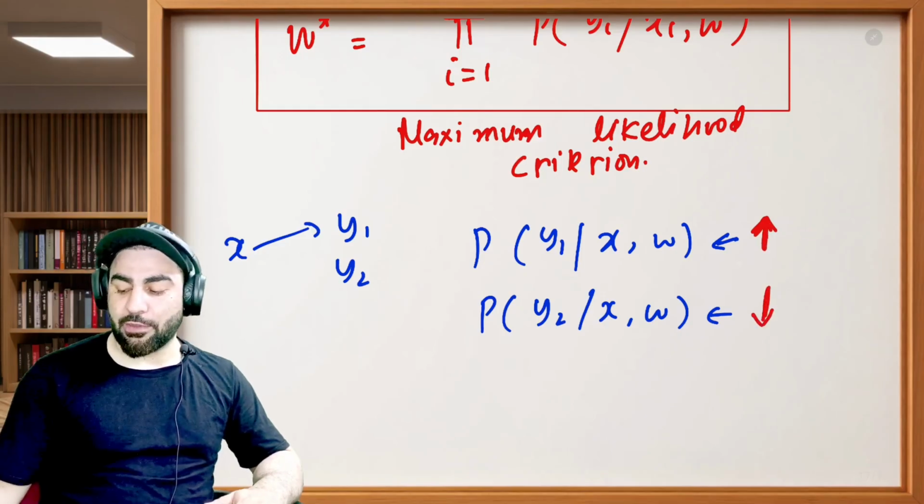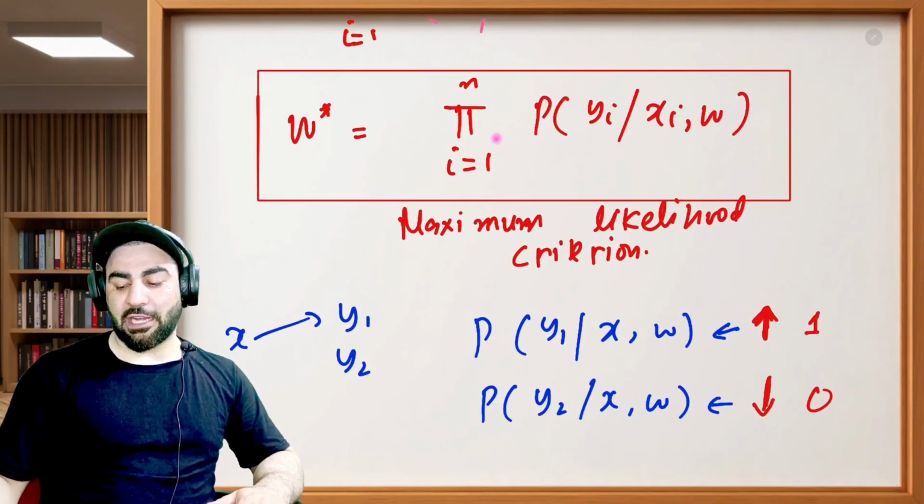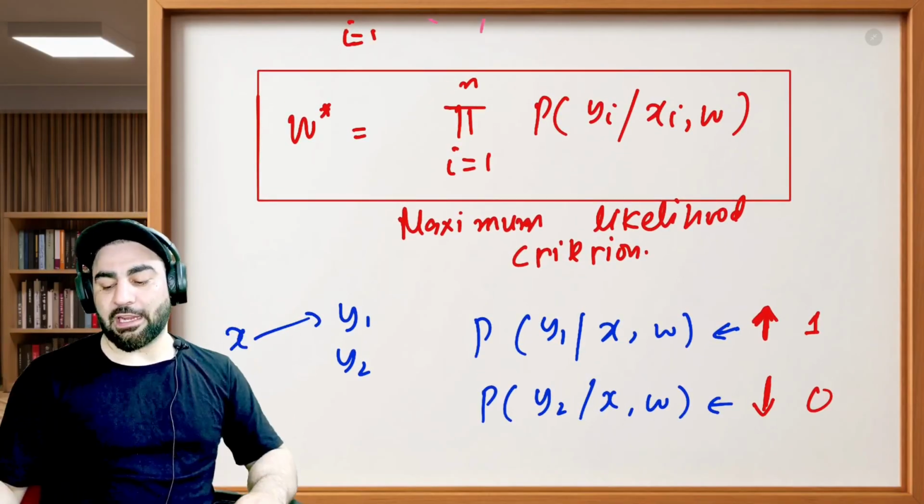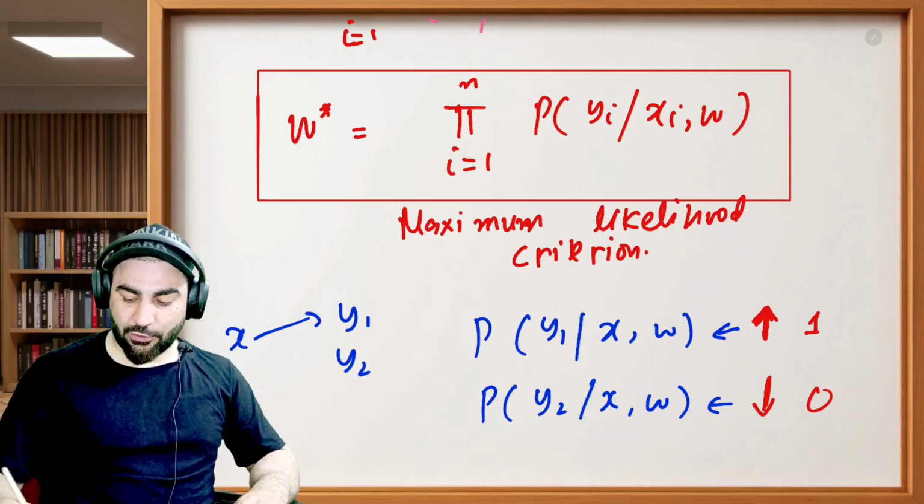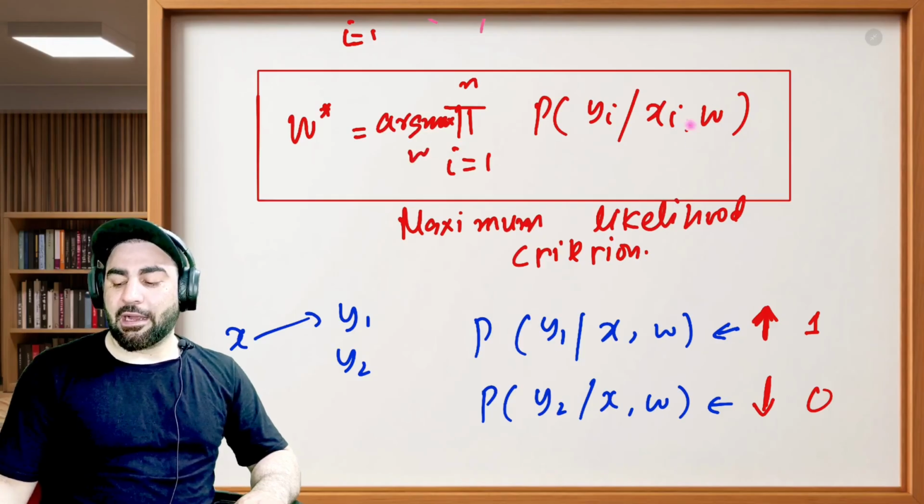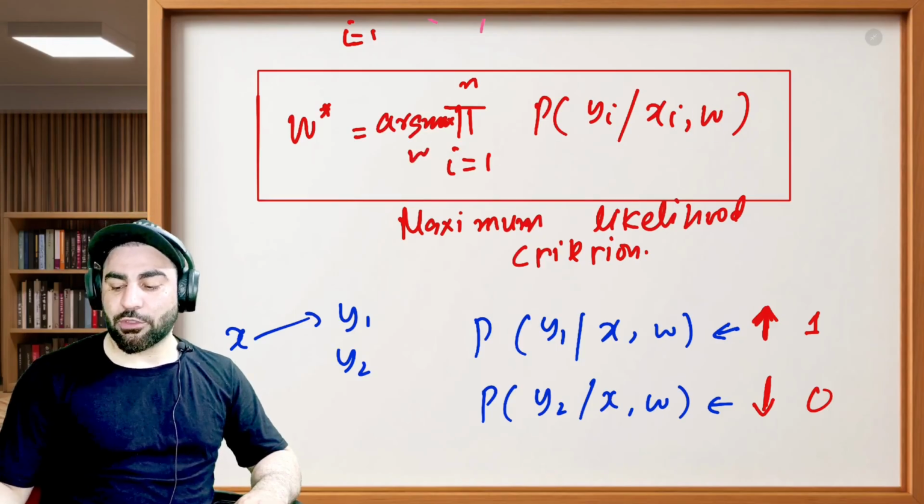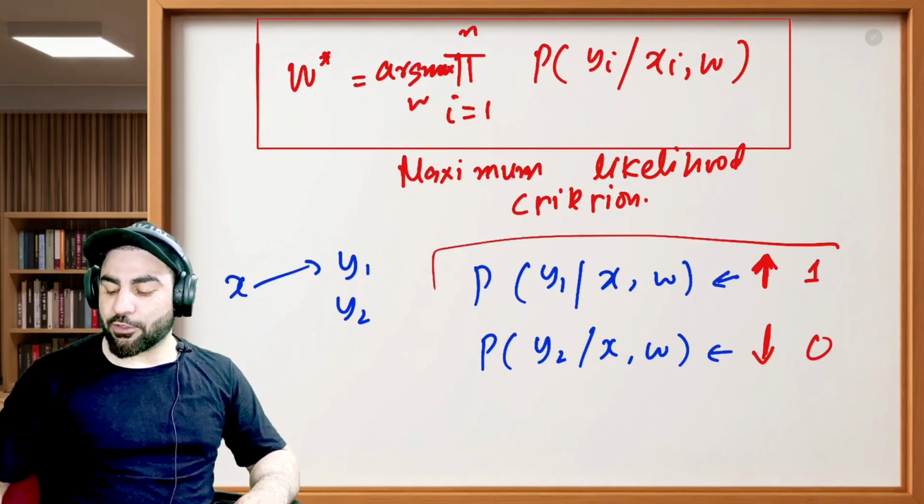Ideally, I should assign probability 1 to this and probability 0 to this. That's what I have written over here. So what I'm trying to do is get the maximum probability, and I am multiplying these probabilities together. So I am doing argmax over w. I should adjust these w's in such a way that, given xi, I get the maximum value for these things over here.